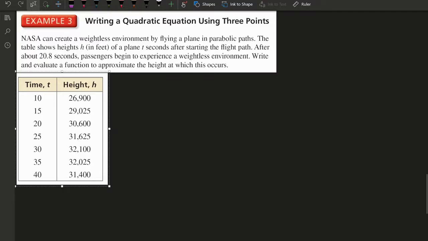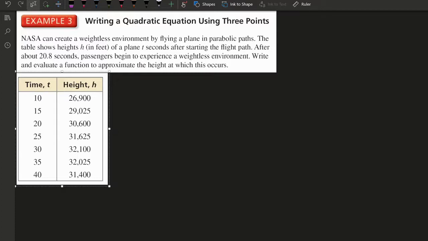Hello students. Today we're going to talk about writing a quadratic equation by using 3 points. NASA can create weightless environment by flying a plane in parabolic paths. The table shows heights h in feet of a plane t seconds after starting the flight path. After about 20.8 seconds, passengers begin to experience a weightless environment. Write and evaluate a function to approximate the height at which this occurs.